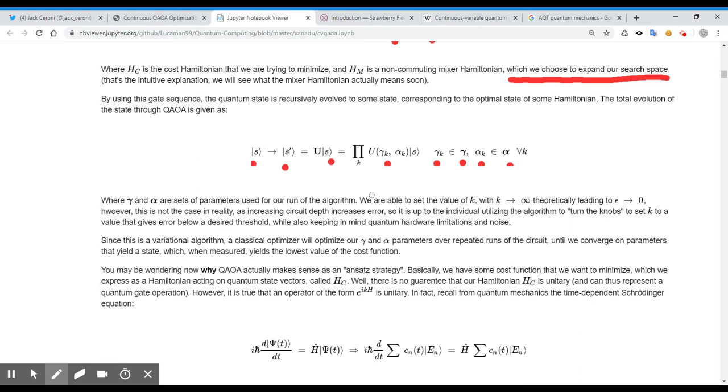We're able to set the value of k with k approaching infinity, theoretically leading the error to zero. However, typo here: this is not the case in reality, as increasing circuit depth increases error. So it is up to the individual utilizing the algorithm to turn the knobs to set k to a value that gives error below a desired threshold, while also keeping in mind quantum hardware limitations and noise.